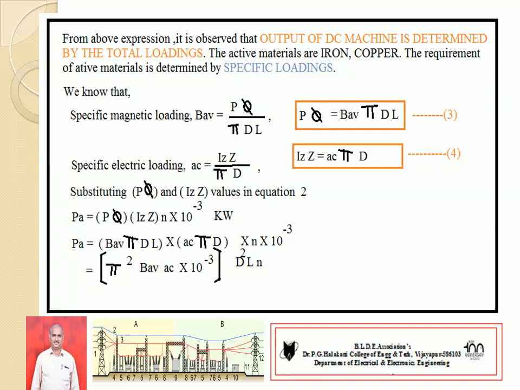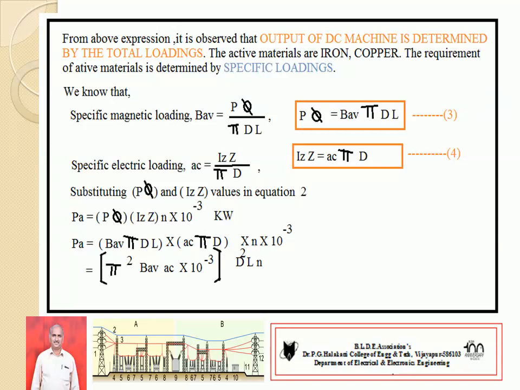As we already know, number 1, specific magnetic loading: B average equals P pi divided by pi dl. Therefore, P pi equals B average into pi dl. This gives equation number 3.